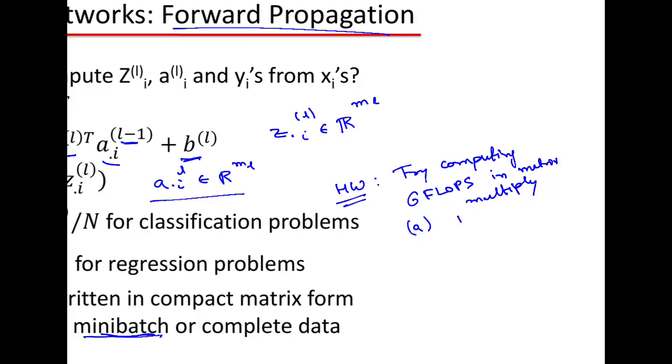A Python loop. Okay, just write for i equal to 1 to n, for j equal to 1 to n, for k equal to 1 to n, whatever, right? And then do the matrix multiply. What is the second thing you are going to do?